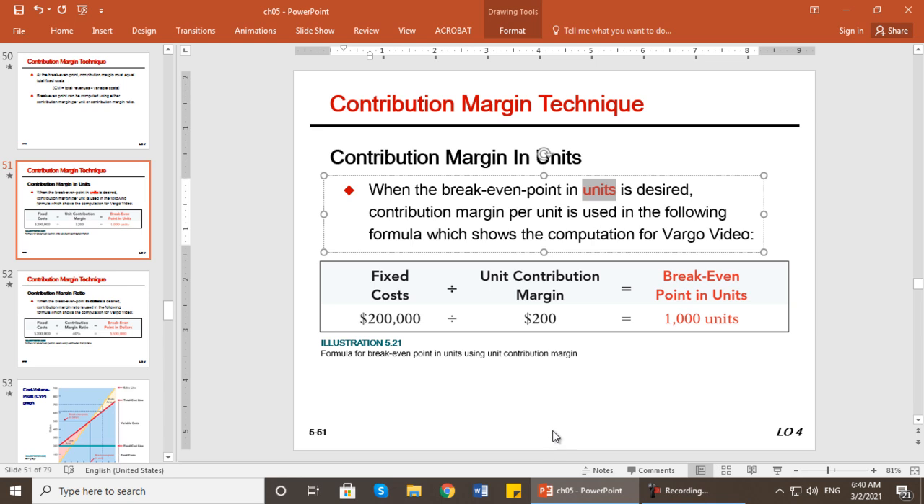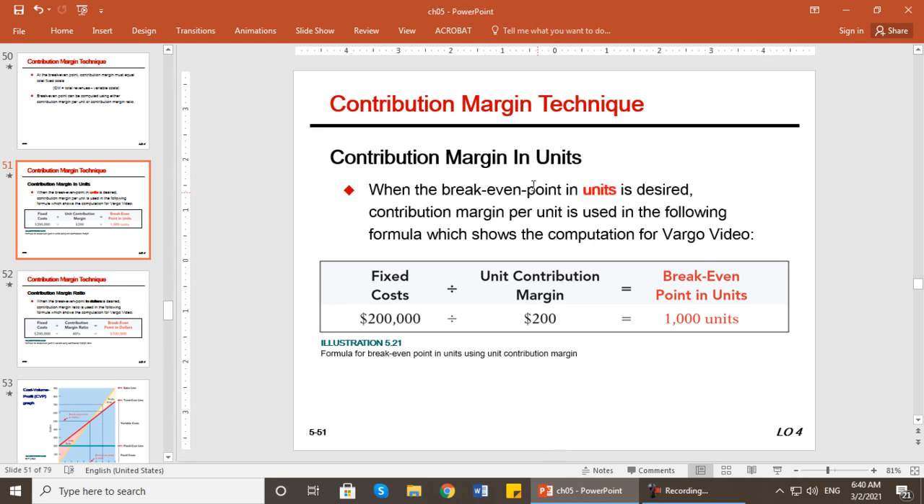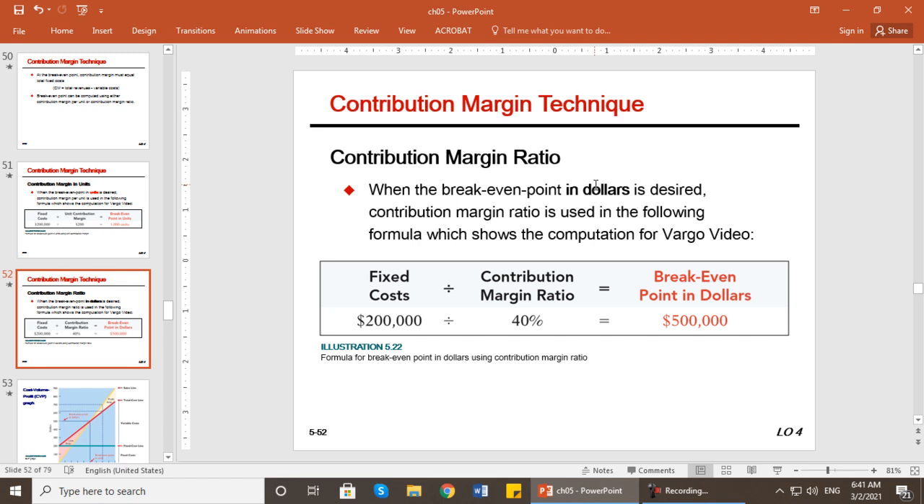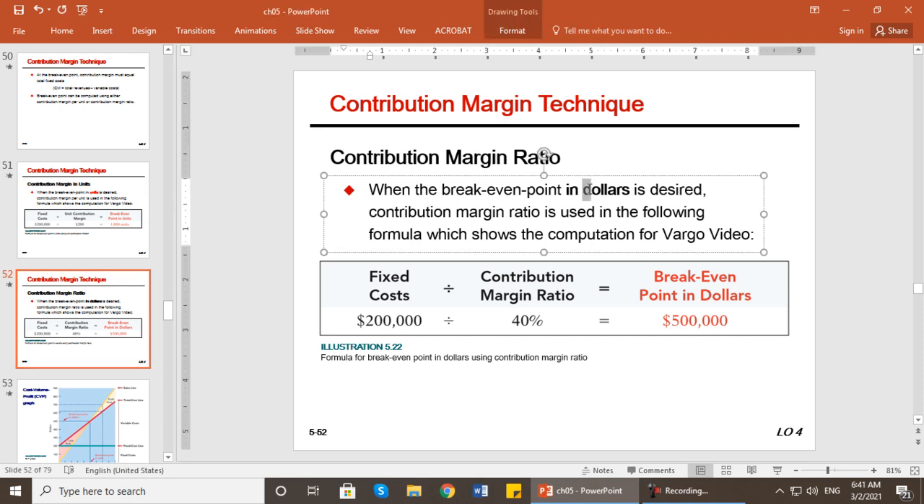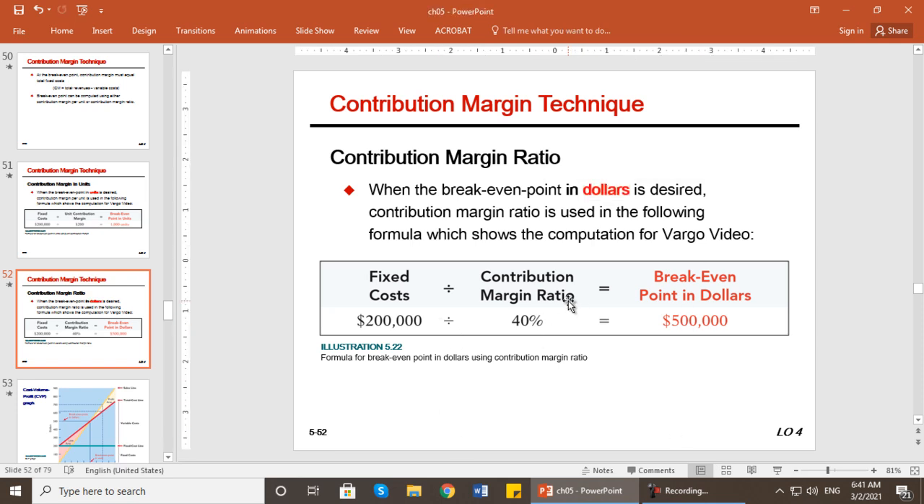In units, when we need the break-even point in units, we divide by unit contribution margin, which is 200, the difference between selling price and variable cost. But when we need the break-even in dollars, we divide fixed cost by contribution margin ratio.